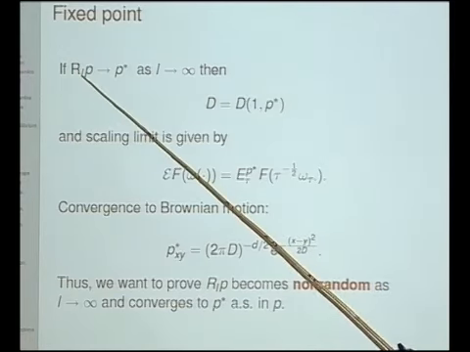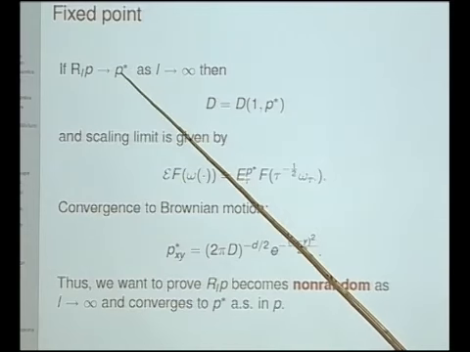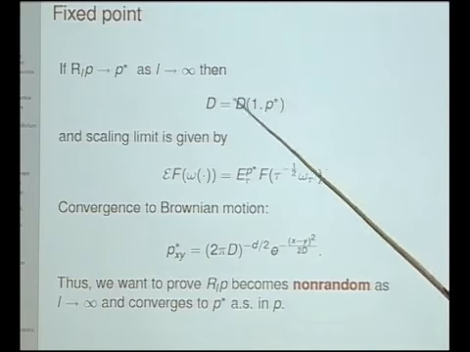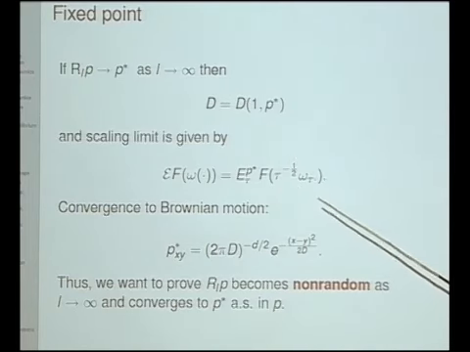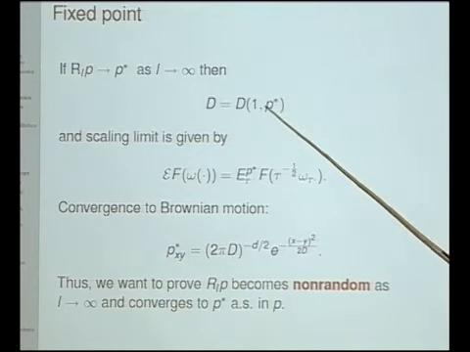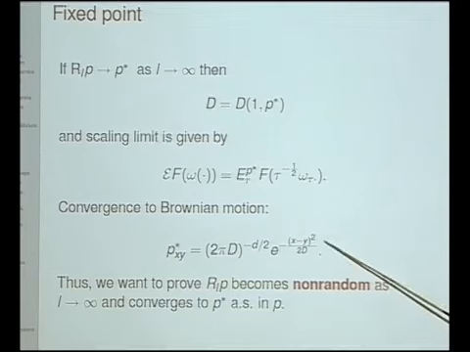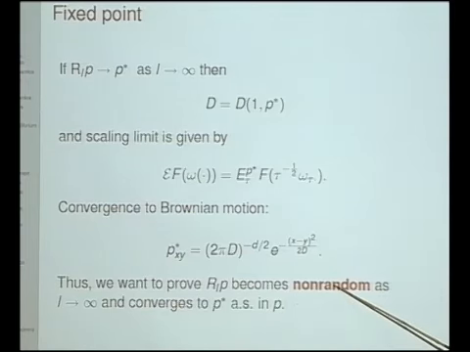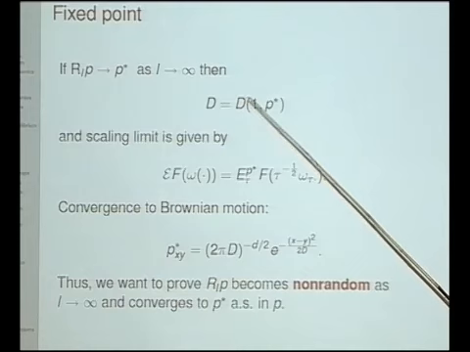Same thing for scaling limit, but for more general observables, let me not dwell on that. Now if you are able to show that this thing converges to something non-random as L goes to infinity, then your diffusion constant will be just given by the unit time diffusion constant of that non-random matrix. Same thing for the scaling limit. So your limit is a Brownian motion with this transition probability.